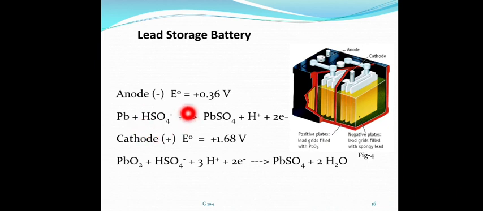And the sulfuric acid, that is H plus and HSO4 minus, is utilized. So what happens to the concentration of sulfuric acid? Sulfuric acid is utilized, and PbSO4 is formed on both the Pb plate and the PbO2 plate. Pb is converted to PbSO4 by oxidation, and PbO2 is converted to PbSO4 by reduction. So on both anode and cathode, the precipitate formed is PbSO4.